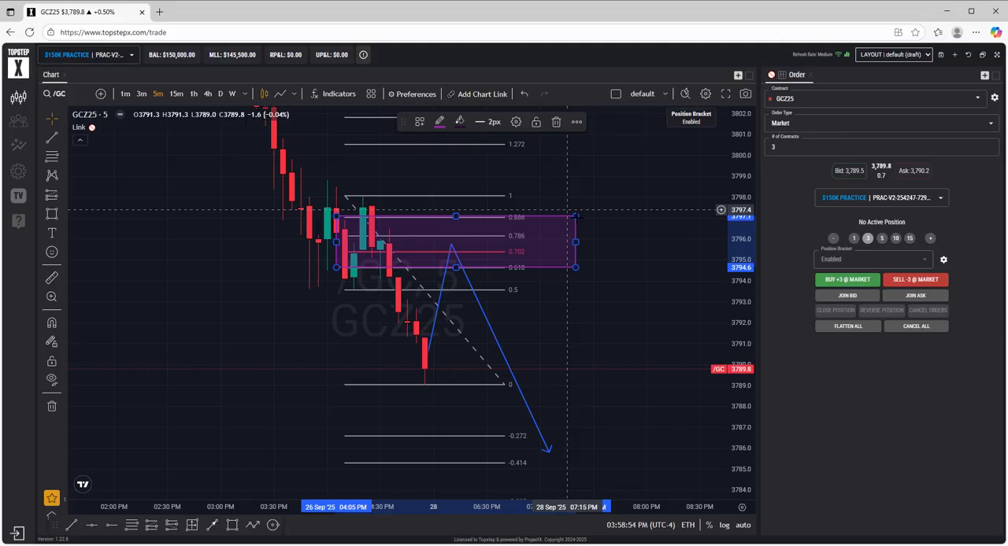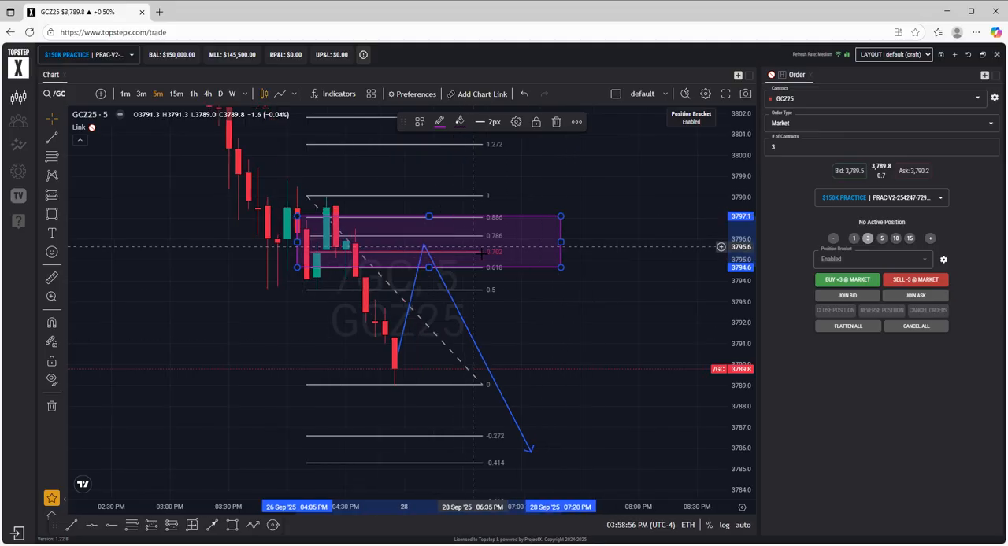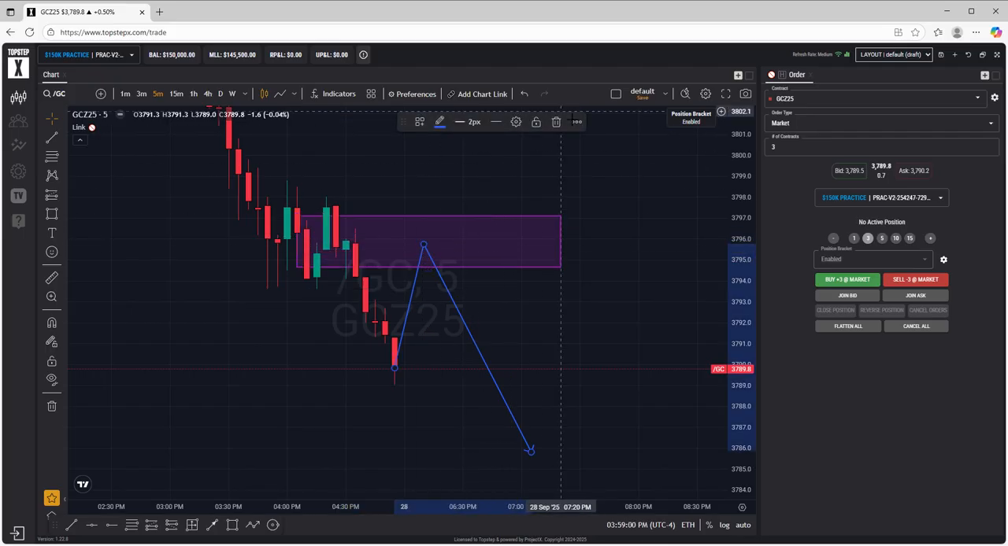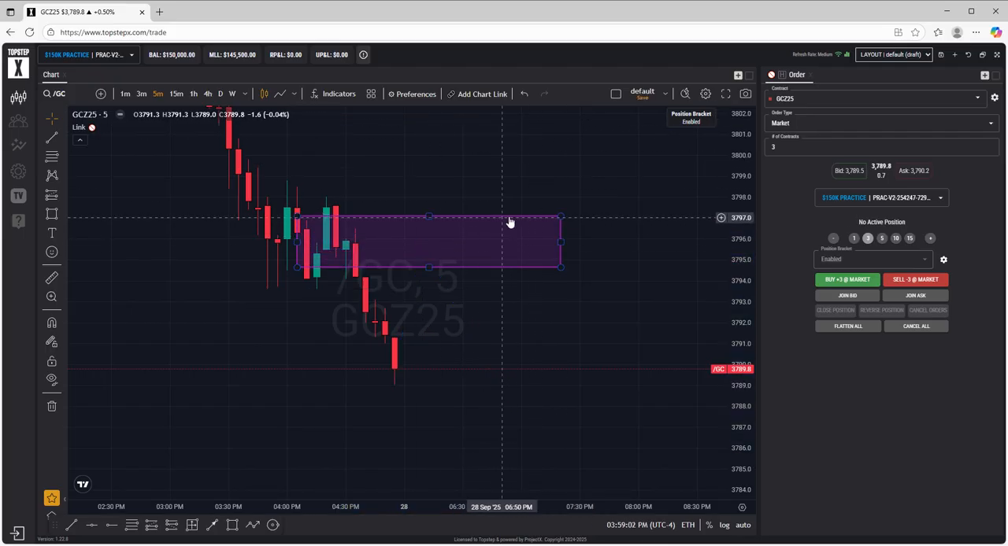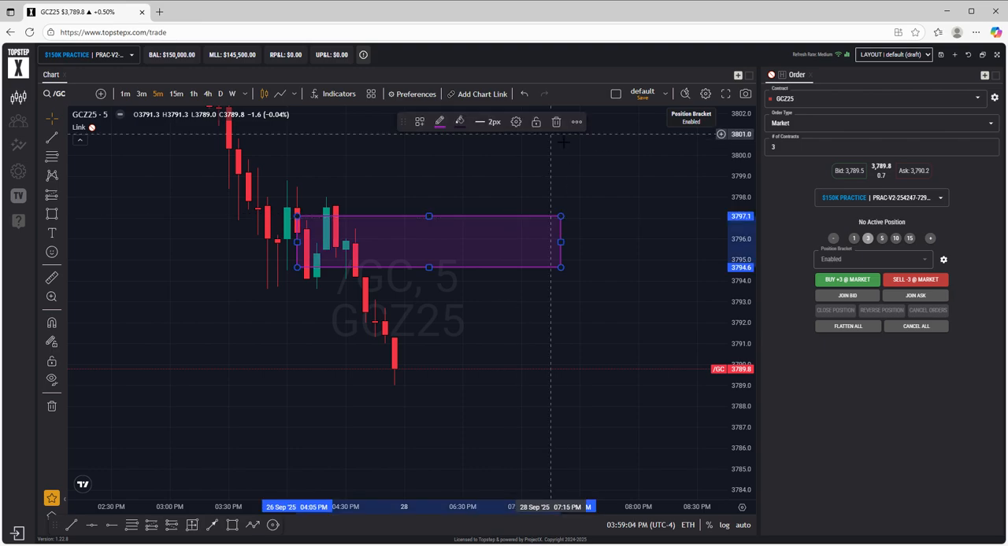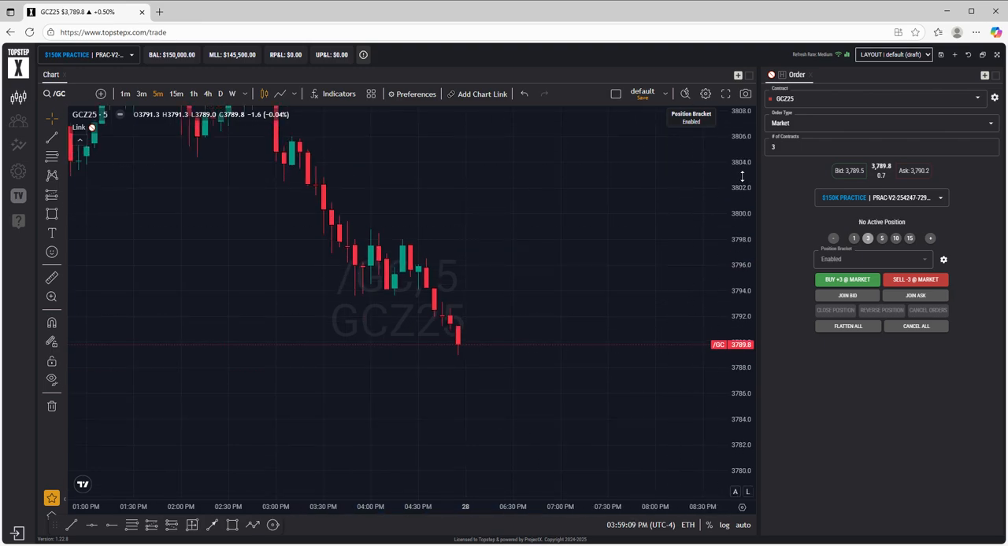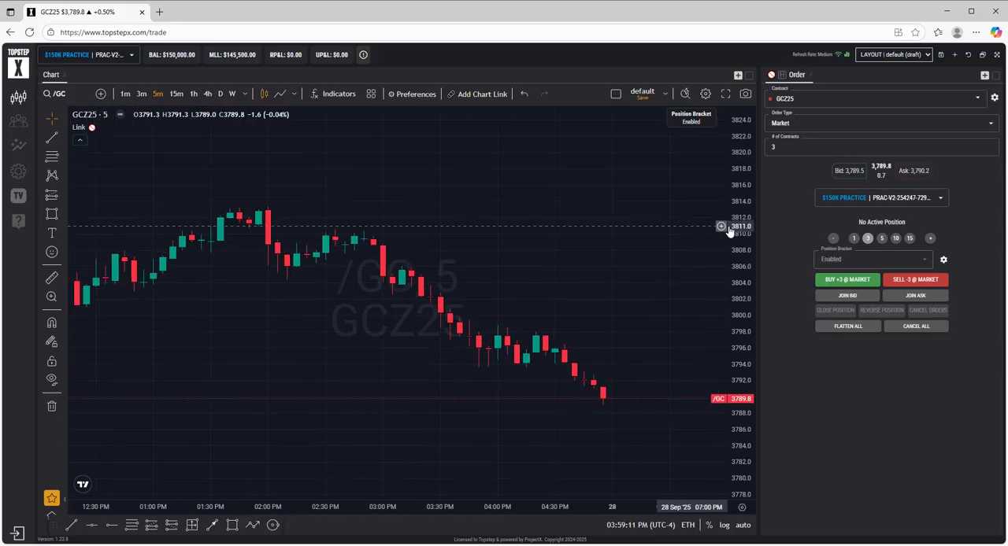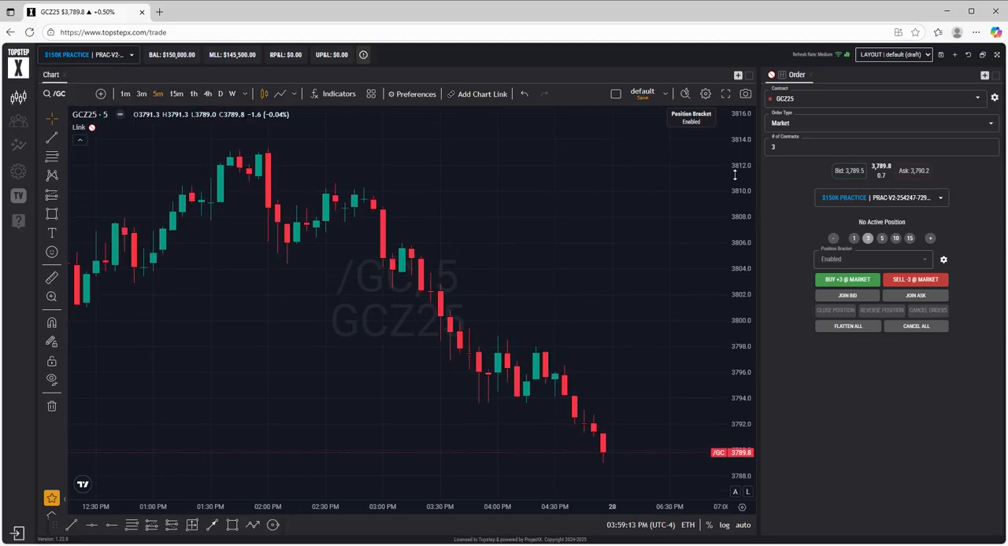So pretty much, all you're doing is looking at this setup over and over again. You just want to practice drawing your fib and looking at examples where price pulls back into the zone.